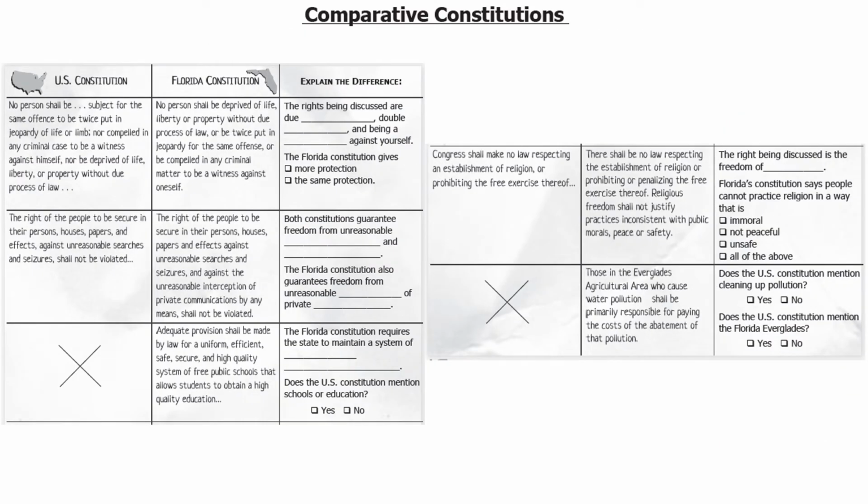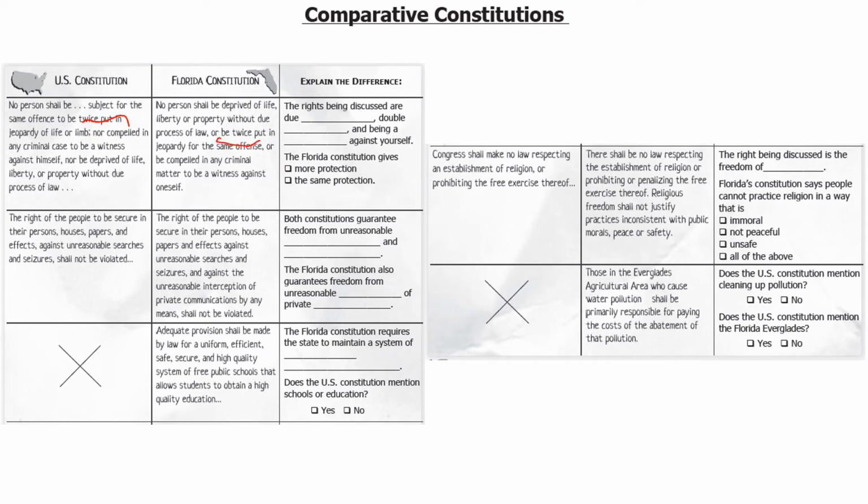No person shall be subject for the same offense to be twice put in jeopardy of life or limb, nor compelled in any criminal case to be a witness against himself, nor deprived of life, liberty, or property without due process of law. Florida says, no person shall be deprived of life, liberty, or property without due process of law, or twice be put in jeopardy for the same offense, or be compelled in any criminal matter to be a witness against oneself. So you're telling me the three rights that are being mentioned here, blank, double blank, but look for the one that says twice put in something.